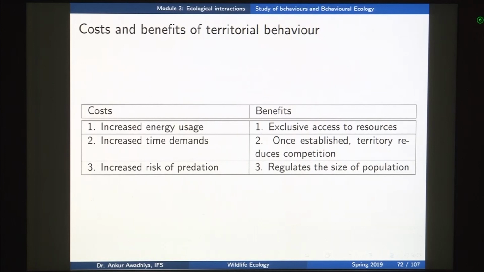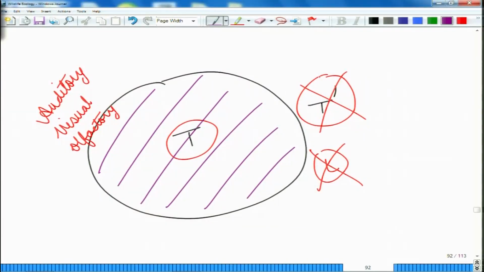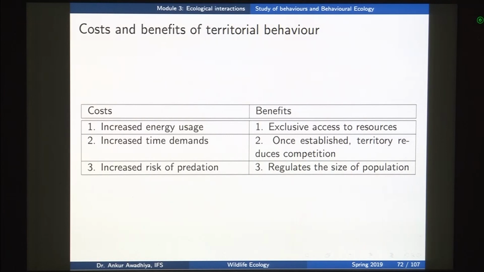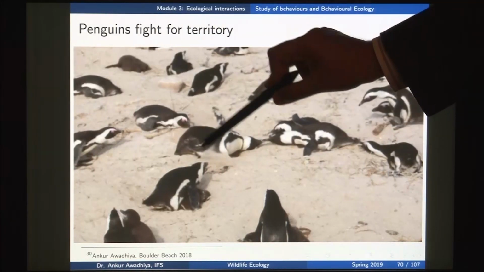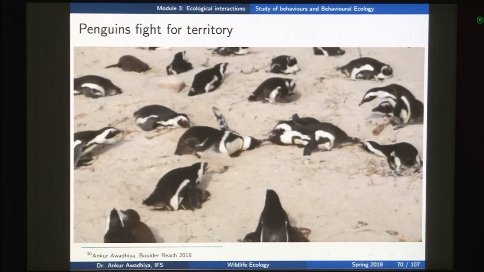Why? Because in the earlier situation, if you were allowing this tiger to enter into this area, both of these animals would have been using the same area, so there would have been much greater competition. But once you have defended this territory, once you have excluded this tiger outside, the amount of competition is much less. And one more benefit is that it regulates the size of the population, because for instance, here we observed that you have these penguins, and each of these is maintaining a territory, and each of these will require this territory and will not permit any other penguin to enter into its own territory.